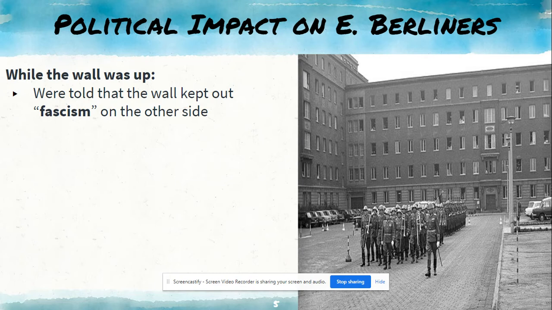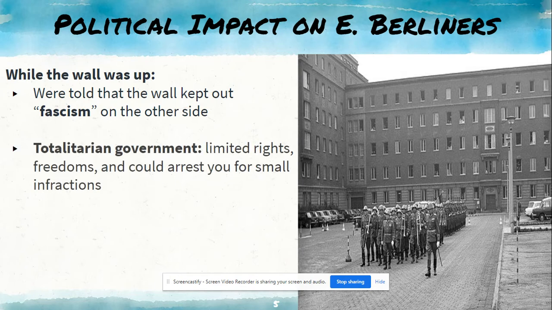So that's how East Germany and East Berlin argued that the wall was necessary. There was a totalitarian government with limited rights, freedoms, and they could arrest people for small infractions. So the totalitarian government limited free speech to prevent protests or speaking out against the government.